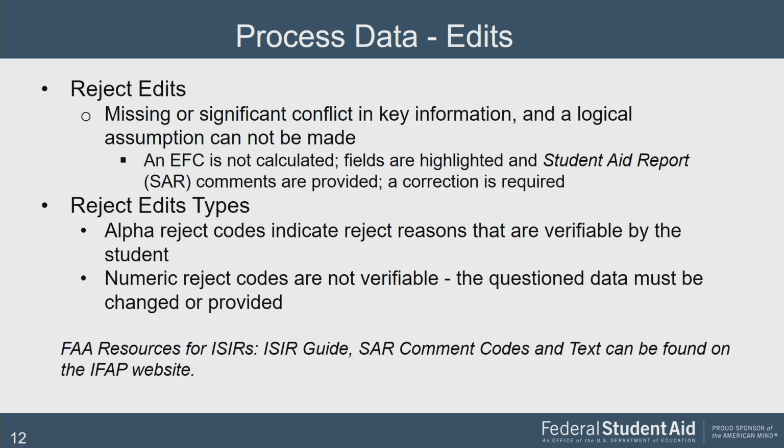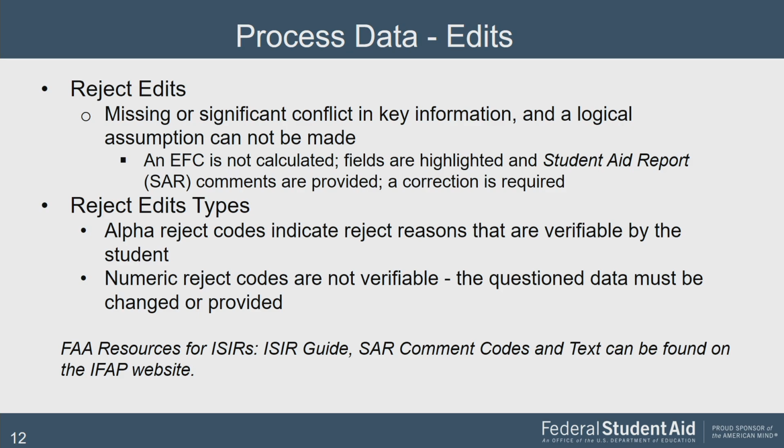We have reject edits, and again, reject edits are most likely something that would happen on a paper submission, not so much on something that a student submits through FAFSA on the web. There are 2 different kinds of reject edits. There are some that are verifiable. Those reject edits will be identified with a letter, and again, the ISIR guide will guide you through that. And then there are reject edits that are non-verifiable, that you're going to have to change something in order to get an EFC calculated. When a record has reject edits, we do not calculate an EFC. If the student has a verifiable reject, the student or the school can go in and re-enter information.